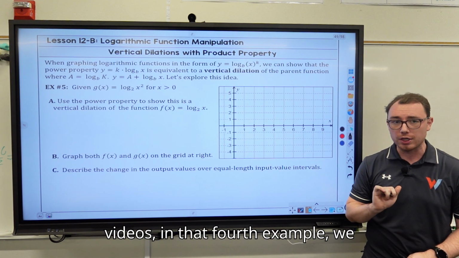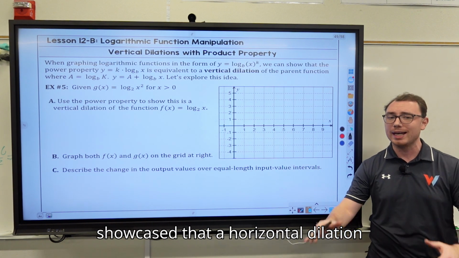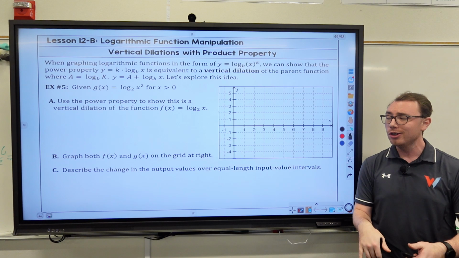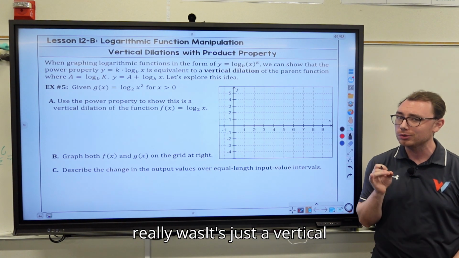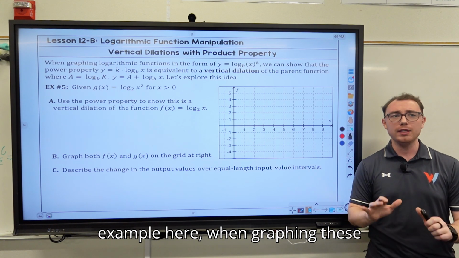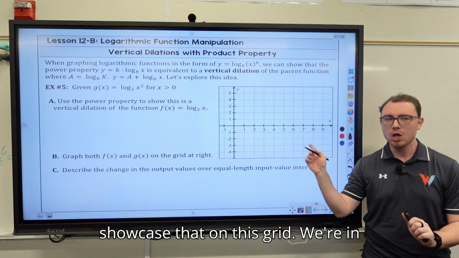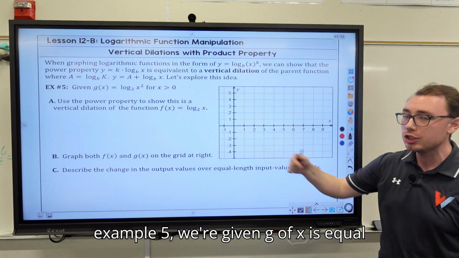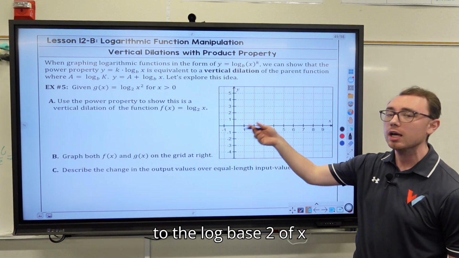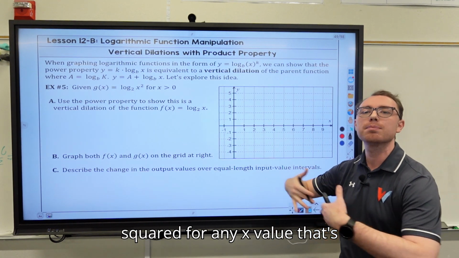In those last videos, in that fourth example, we explored some manipulation where we showcased that a horizontal dilation really was just a vertical translation of some kind. In this example, when graphing these functions, we want to try and showcase that on this grid. In example 5, we're given g of x is equal to the log base 2 of x squared for any x value that's positive.